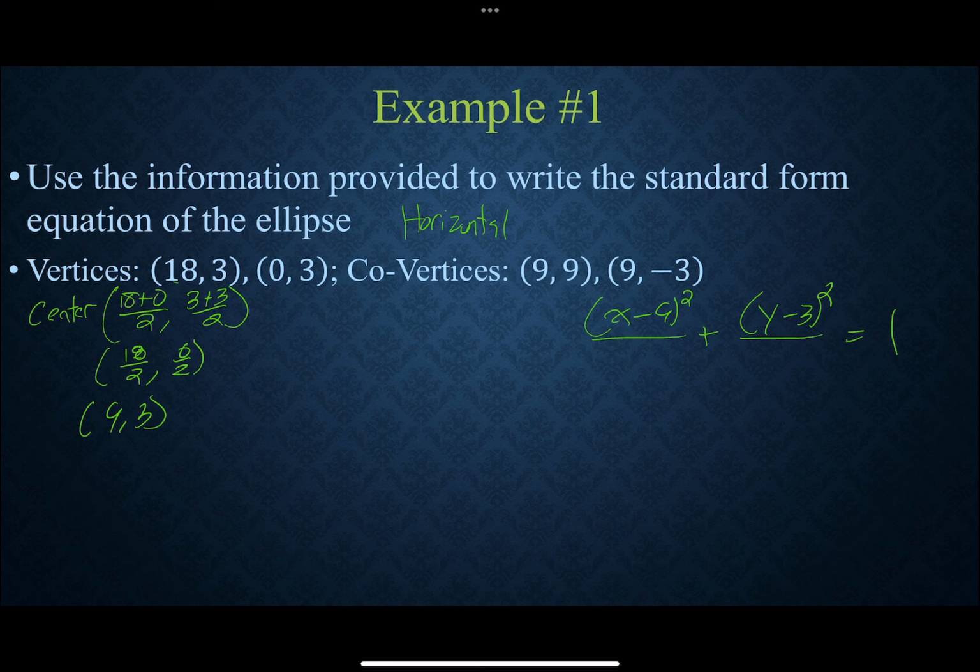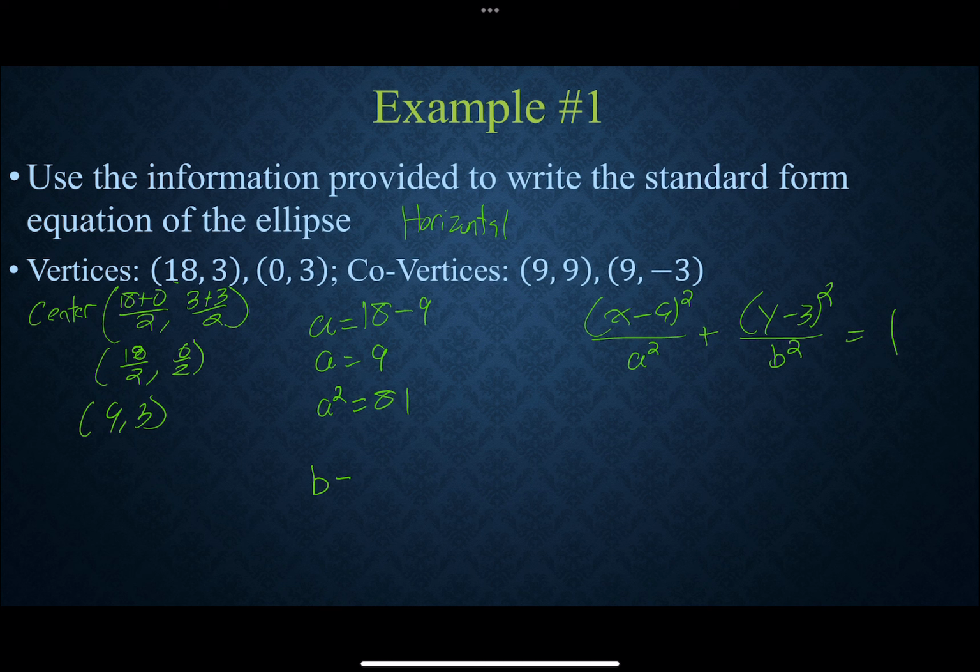So because it's horizontal, a squared is going to go underneath the x expression, whereas b squared goes underneath the y expression. And the way we find a and b is very straightforward. A is always the distance the vertex is from the center. So the vertex goes from 18 to 9 to go to the center. So I do 18 minus 9, which means a is 9, so a squared is 81.